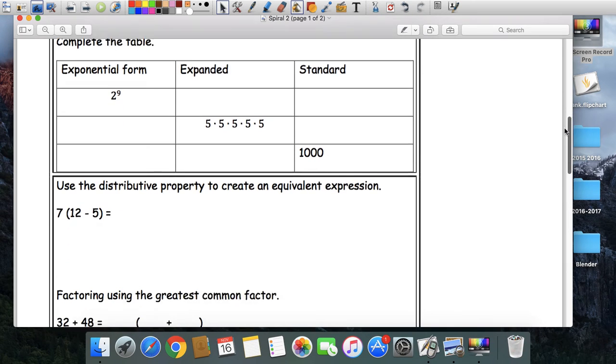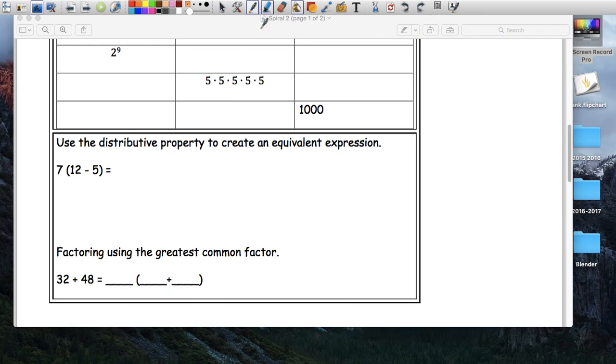Let's go down. Use the distributive property. Remember, distributive property, you're multiplying the number outside by everybody inside. So 7 times 12, and then 7 times 5. Let's just write it out first. Multiply these two. Then you're going to subtract 7 times 5. So there's your equivalent expression.